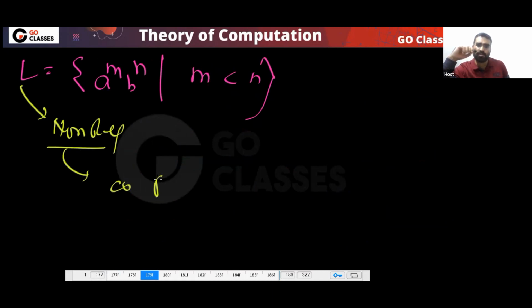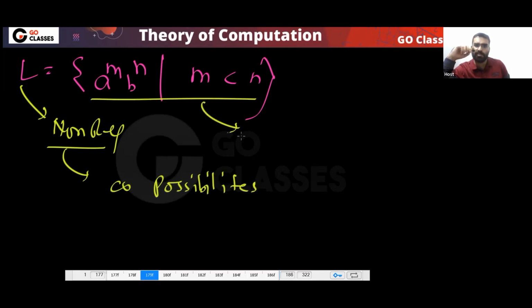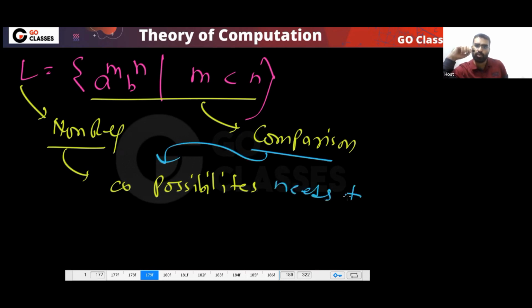And what are the infinite possibilities that we need to remember? Of course, there is a comparison. But comparison is fine. Which infinite possibilities do you need to remember?